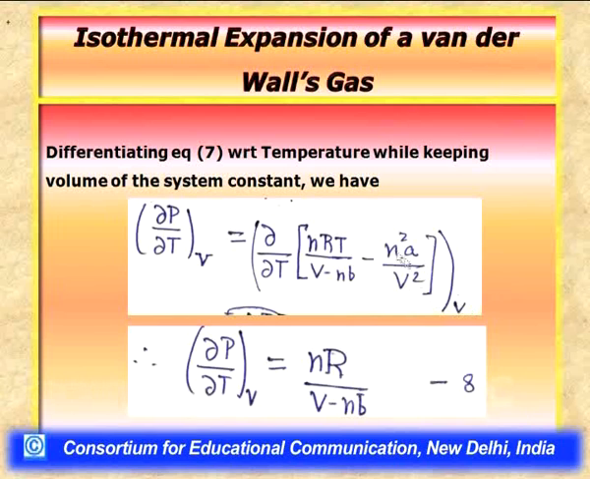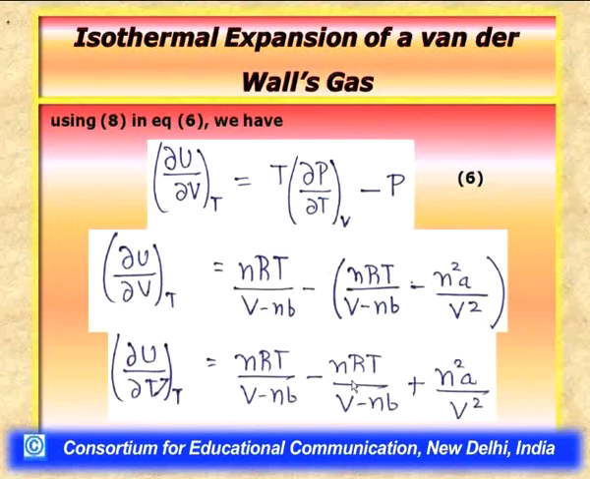So, under constant volume condition, the second term has only the number of moles, a again a constant, and V which is being kept constant. Therefore, the second term is just a constant and will not vary with temperature under constant volume condition. So, the differential of the second term would be 0, and the differential of the first term is nR by V minus nb, because dT by dT is equal to 1.